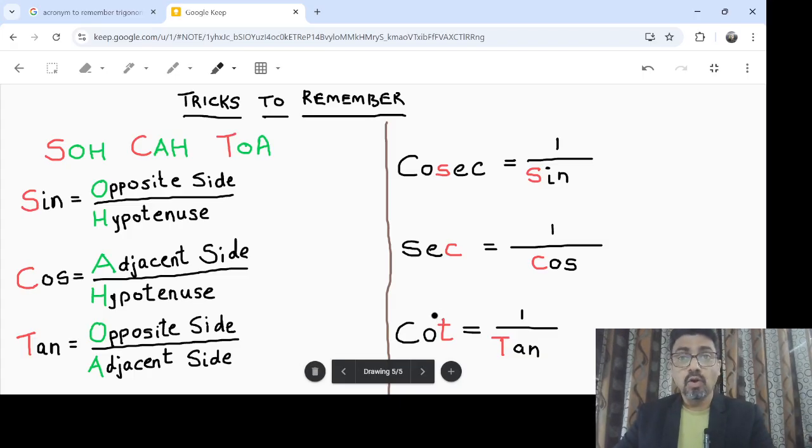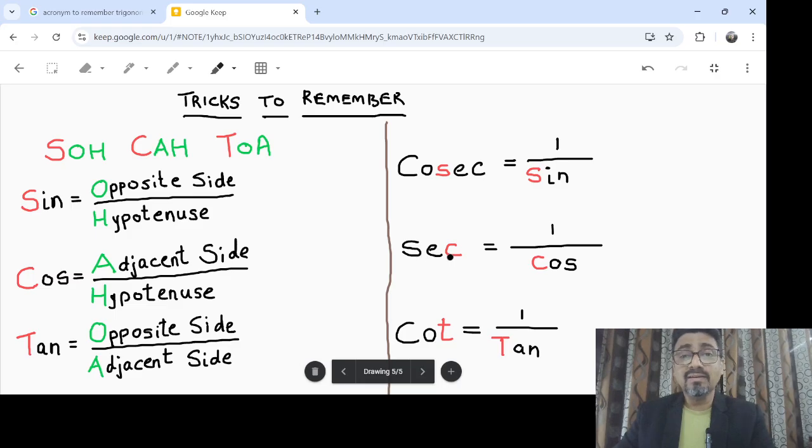Next three trigonometric ratios, which are cosec, sec, and cot, are the reciprocals of the first three. How to remember which is reciprocal of which? We look at the third letter of the second set of trigonometric ratios. In cosec, the third letter is S. Starting from S, the original trigonometric ratio is sine, so cosec is a reciprocal of sine.